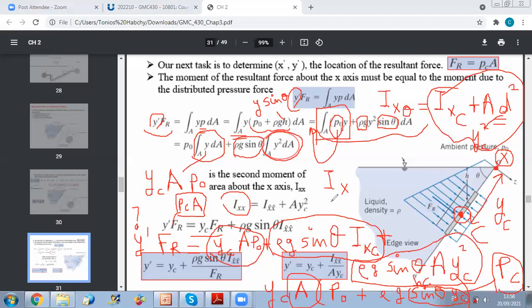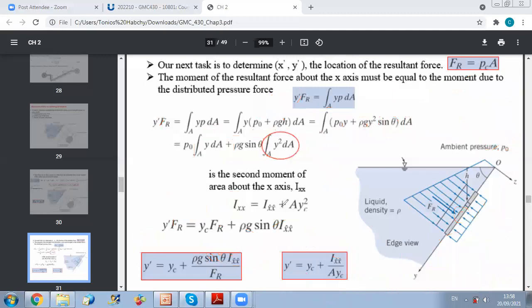If it's not clear, I can repeat. Any question on this? Okay, so this is my final result. As you can see here, I know all parameters except Y prime, because FR is pressure at the center times area, which I calculated in the previous step. The position of the centroid depends on the geometry of my surface, so I can get it. The resultant force, I know it. Rho g and theta are all given.